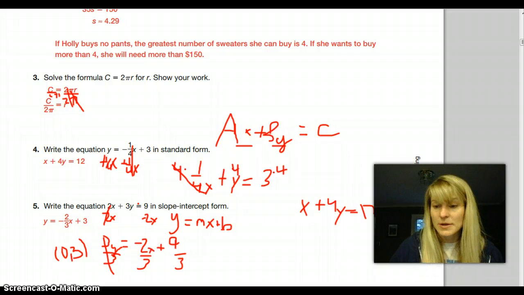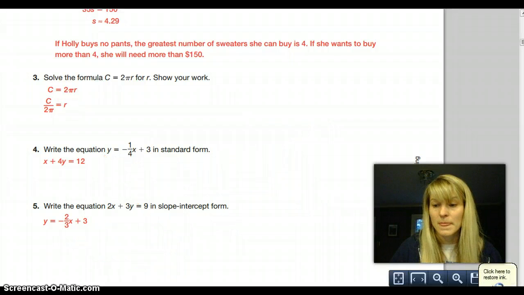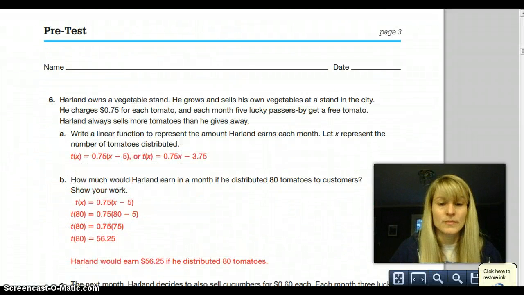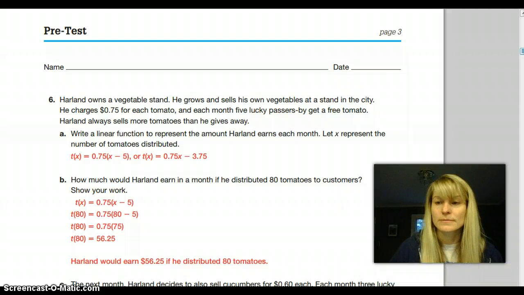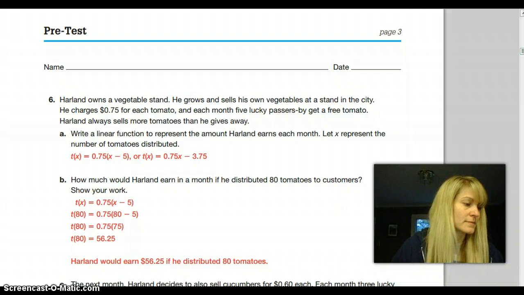And on to the last part. We didn't do this part, right? We just went to there.